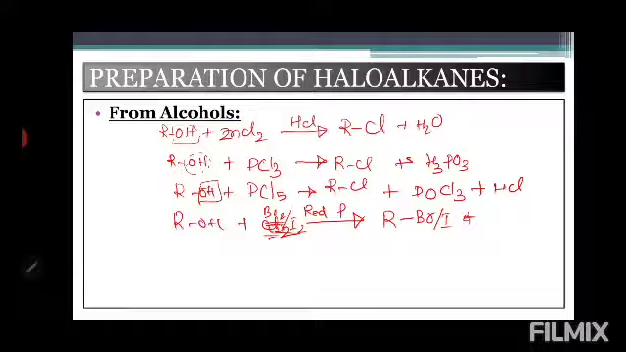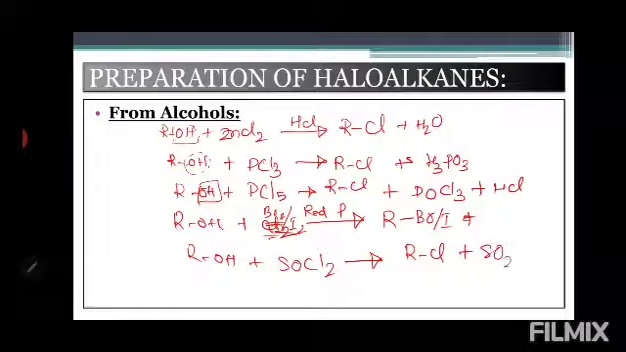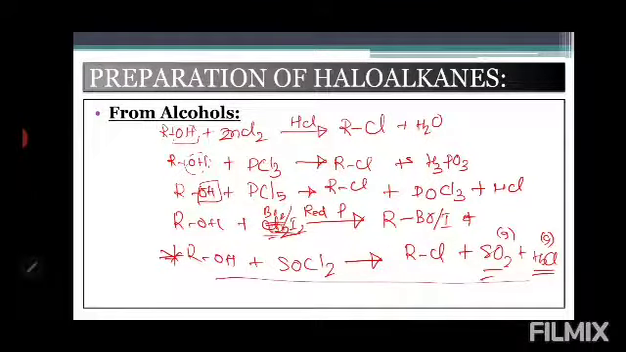The next is the preferred reaction in order to convert your alcohol to halide, which is reacting it with thionyl chloride. So we'll get haloalkane, plus we'll get byproducts sulfur dioxide and HCl. Since these two byproducts are gaseous in state, they can easily be removed, so from this reaction we'll get a pure form of the halide. So these are the main preferred reactions in order to convert alcohol to halide.